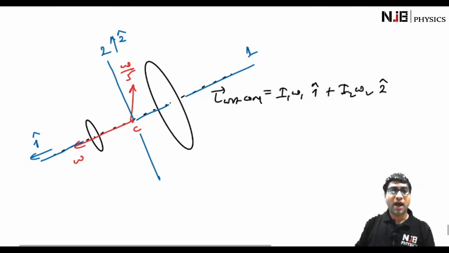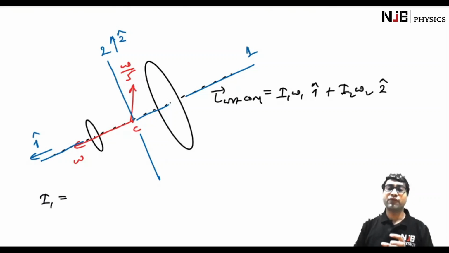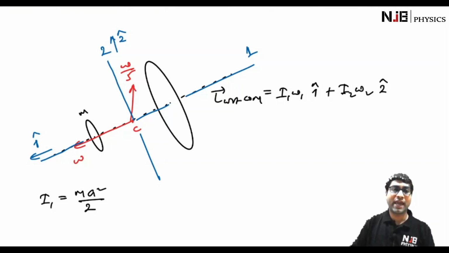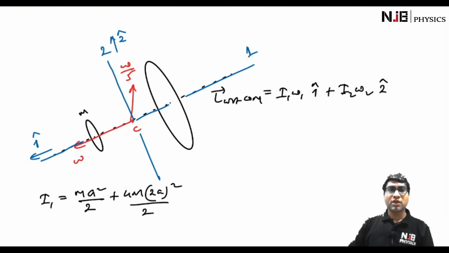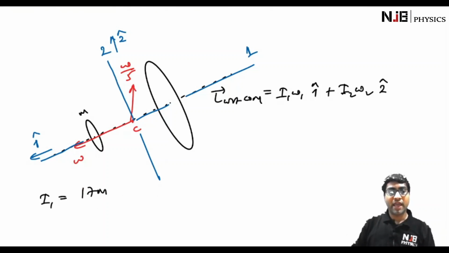It's very easy. I1 will be equal to the moment of inertia of the smaller disk about the first principal axis plus the moment of inertia of the bigger disk about the first principal axis. For the smaller disk, it is m a square divided by 2, because it is a disk of mass m, and for the bigger disk, its mass is 4m and its radius is 2a, so 4m times (2a) square by 2. When we solve it, we get 17 m a square by 2 as the value of I1.